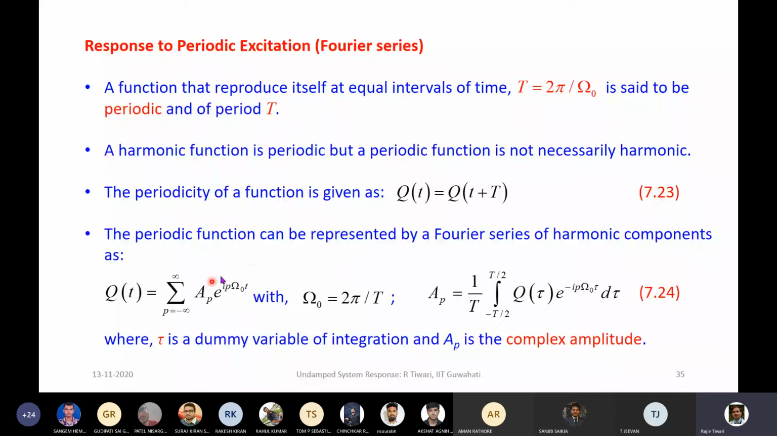So this is also similar to the real form of the Fourier series, but the only thing is it's combined in the form of complex form. So here this is the amplitude part. P is the number of harmonics, which, because of the complex form, goes from negative to positive. And this amplitude part can be obtained by this, which you're familiar with, where this tau is the dummy variable and A_p is the complex amplitude of the Fourier series.